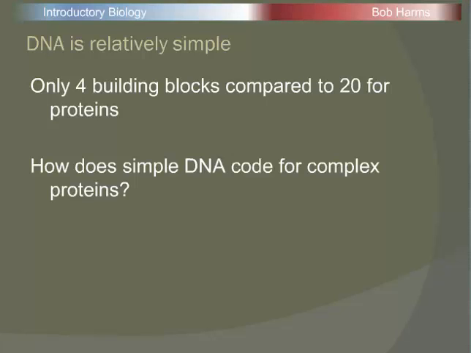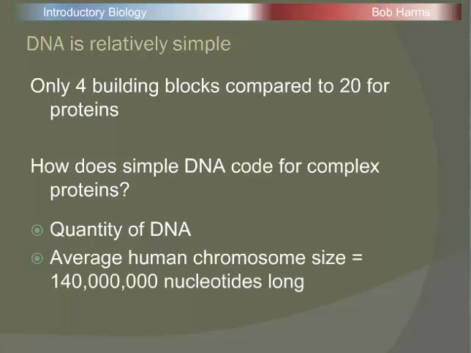And the reason that DNA can contain protein building information that's more complicated is just by the sheer volume or amount of DNA that we have. As humans, we've got 46 chromosomes or pieces of DNA in our cells, and the average chromosome size is 140 million nucleotide pairs long. Now there's a lot of variation. Chromosome 1 is really large, and chromosome 22 and the Y chromosome are really small. But if we average them out, it's about 140 million nucleotide pairs of information for every single chromosome.